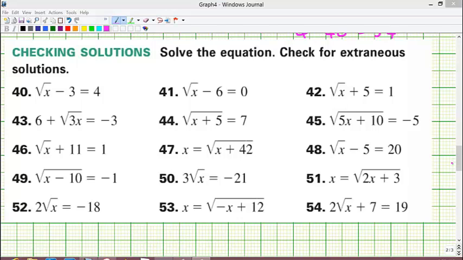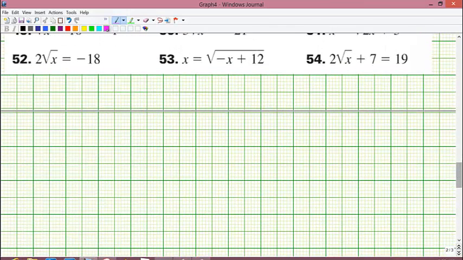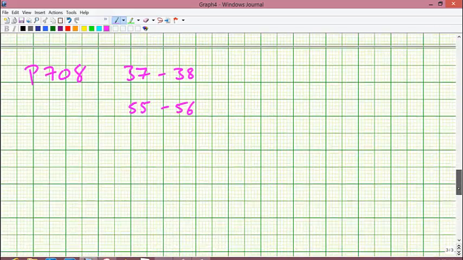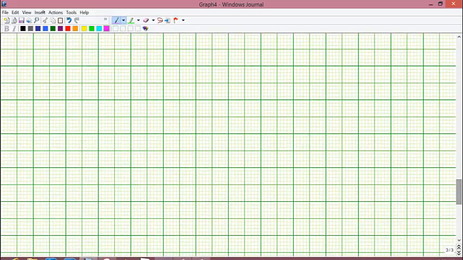Okay, I'd like you to finish off by working through the word problems on page 708. So the problems I'd like you to do are questions 37 and 38. And then 55 to 56. I'm going to go through both of these problems in a few seconds. Pause the recording now, attempt these problems, and then see if you agree with my solutions. Okay, we're going to go through question 37, 38 now.